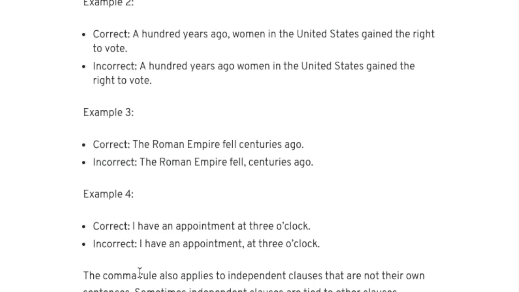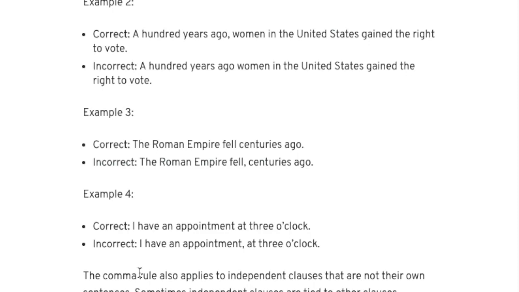Example three, correct: The Roman Empire fell centuries ago, so the time phrase is centuries ago. Incorrect: The Roman Empire fell, comma, centuries ago. That's wrong. It should be: The Roman Empire fell centuries ago.